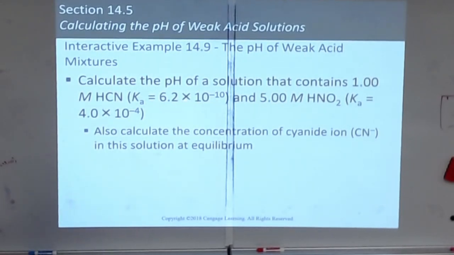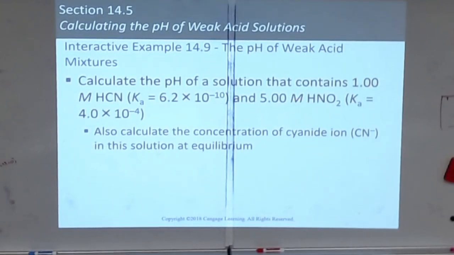And while we're at it, we're going to add another little bit of fun. I want you to figure out how much cyanide is going to be present in this solution. So first of all, let's look at the Kas. Notice the difference in the Kas. But notice this is a 1 molar and this is a 5 molar. So notice that information.